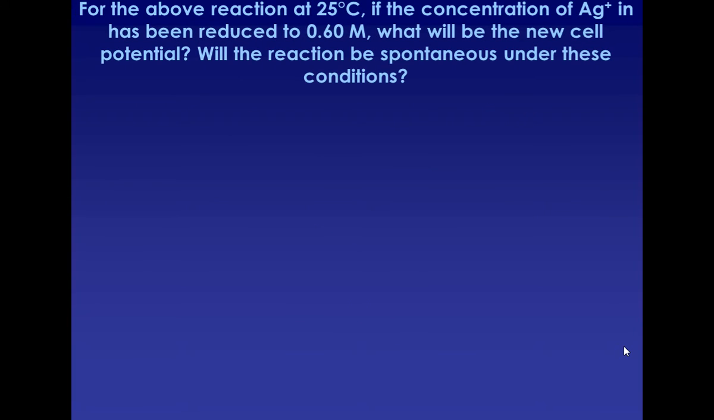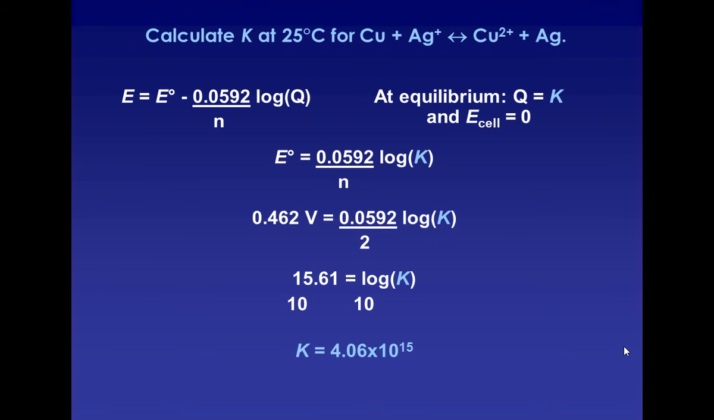In this particular question, we're going to say that the silver concentration, maybe something was added to it, maybe a chloride, so it was able to precipitate out some of the silver ions, and it caused the silver concentration to become smaller, to 0.6 molar. We want to know what the new cell potential would be. So if we go back and look at that reaction, we see that we're reducing a reactant.